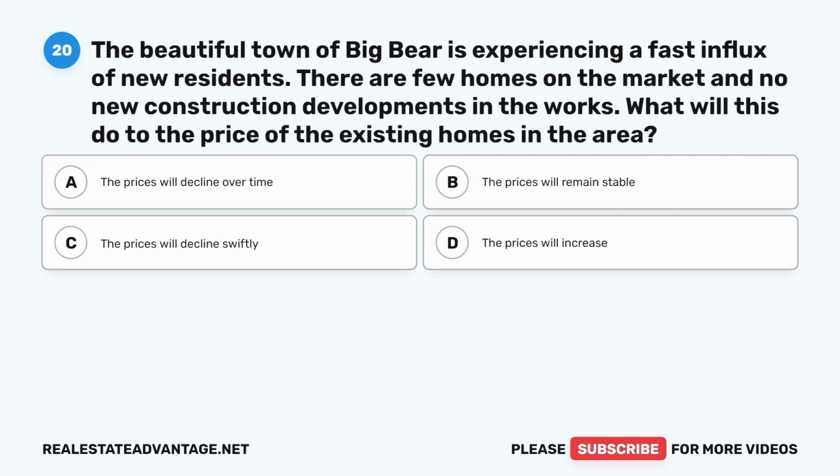Question 20. The beautiful town of Big Bear is experiencing a fast influx of new residents. There are few homes on the market and no new construction developments in the works. What will this do to the price of the existing homes in the area?